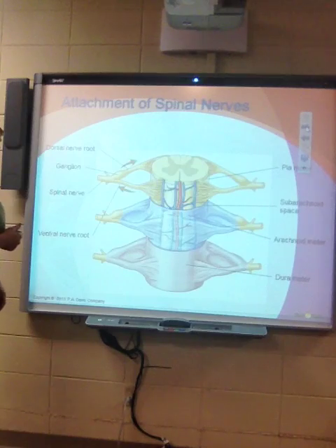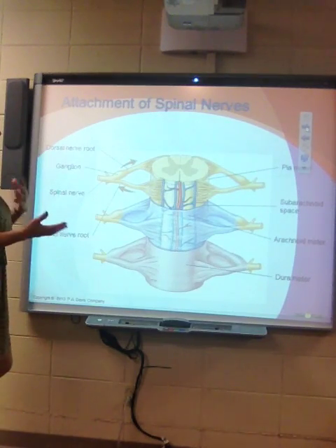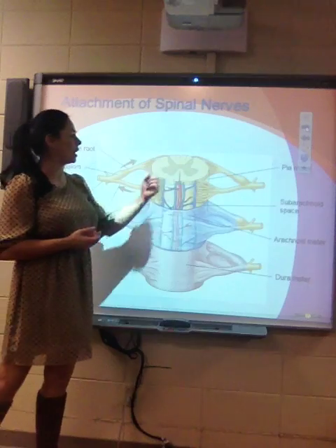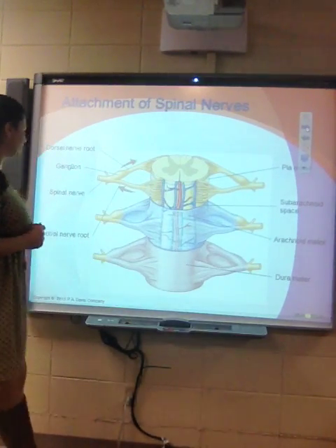We've got to bring oxygen and nutrients to the spinal cord, and then we've got to remove those waste products. So that's what the pia mater's for.